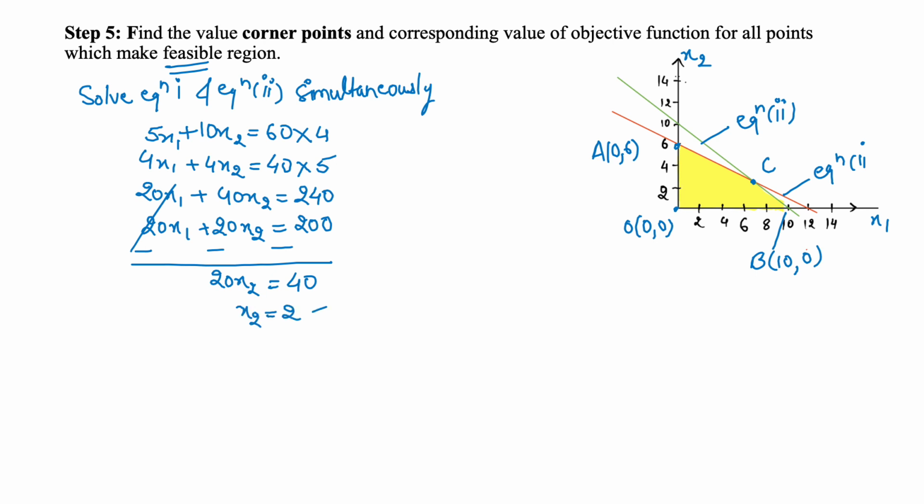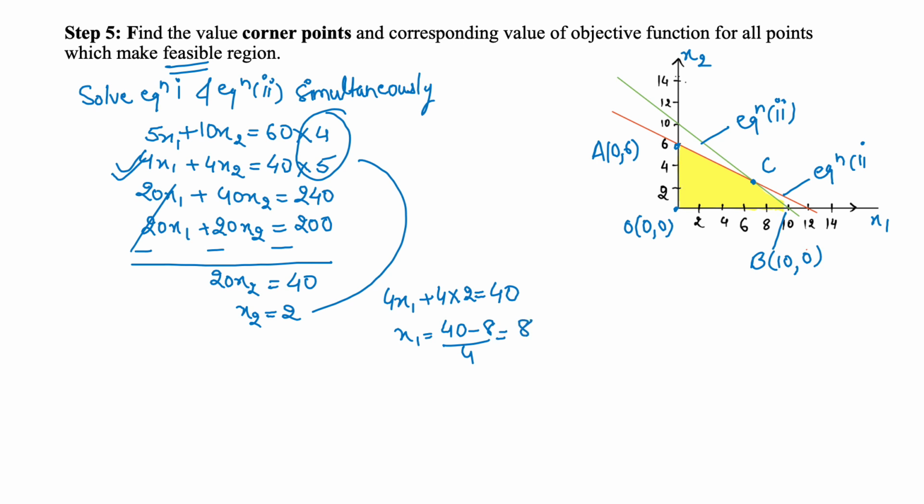Now put this value in any one of these equations, equation 1 or 2. If I put it in equation 2, I will get 4x1 plus 4 into 2 equals 40. So my x1 value is 40 minus 8 divided by 4, and it is 8. So my point C has x1 value 8 and x2 value 2. That's my fourth corner point.